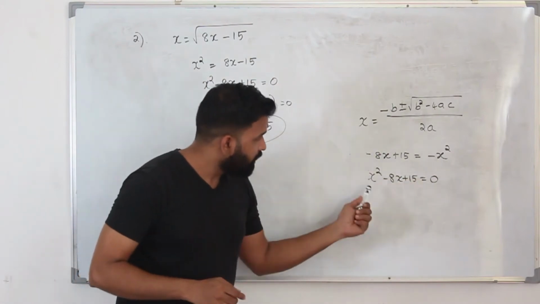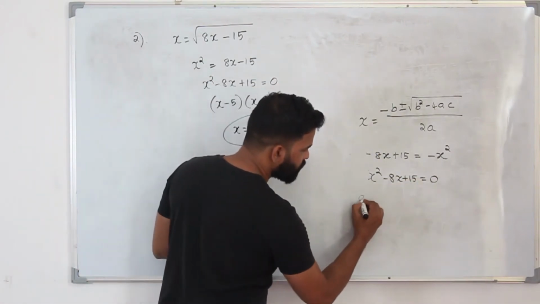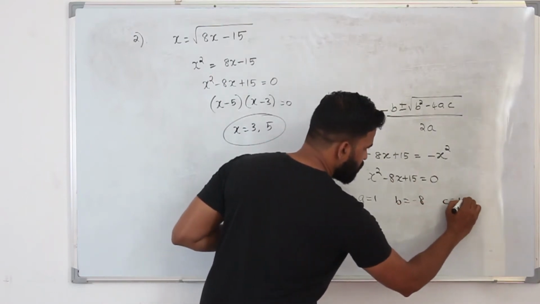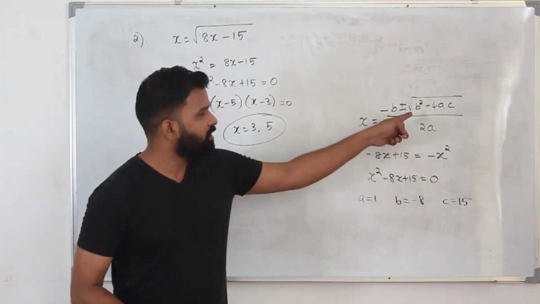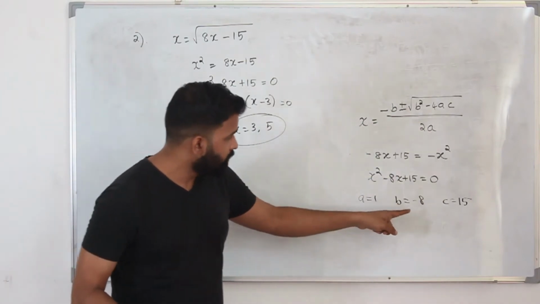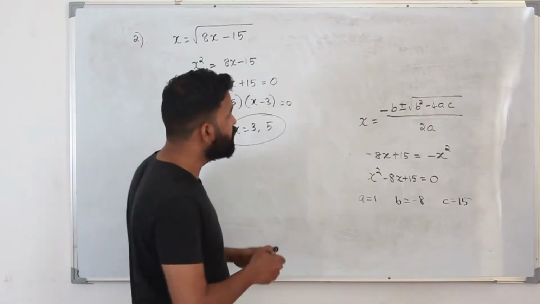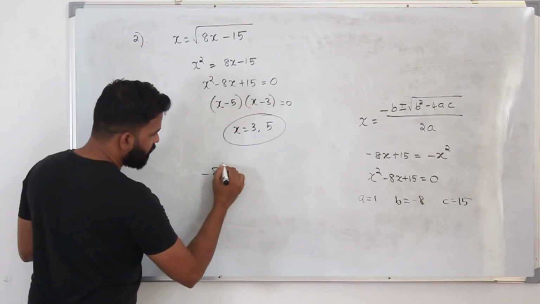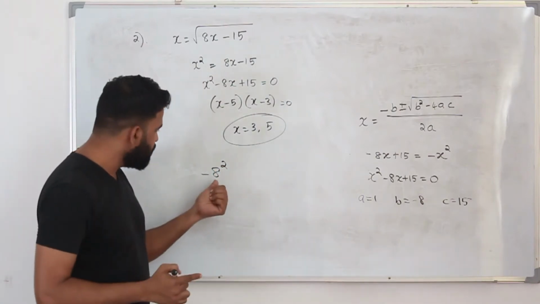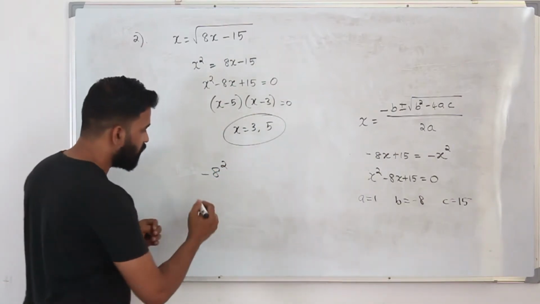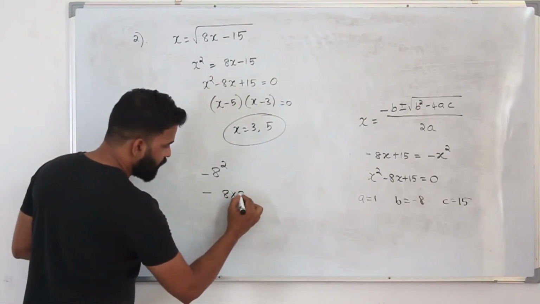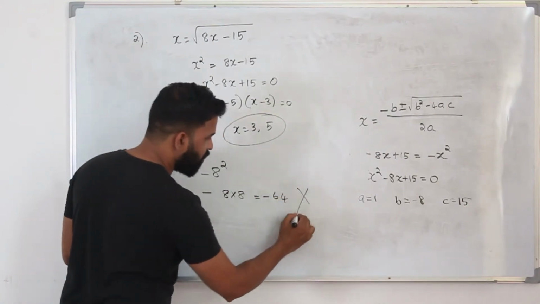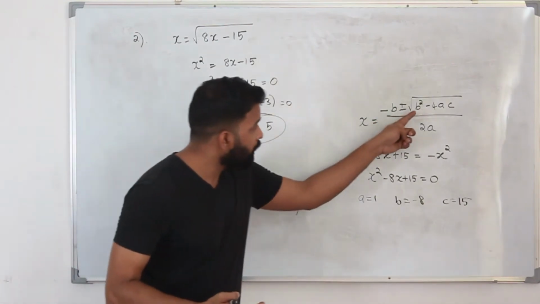Once you have this standard form, take the coefficient of x square as a, the coefficient of x as b, and the constant term as c. Substitute everything here, and when you substitute b, you need to be very careful. B square, when b is minus 8, don't ever write minus 8 square. When you key this in your calculator, it's going to multiply 8 times 8, keeping the minus sign there. So you're going to get minus 64, which is wrong.